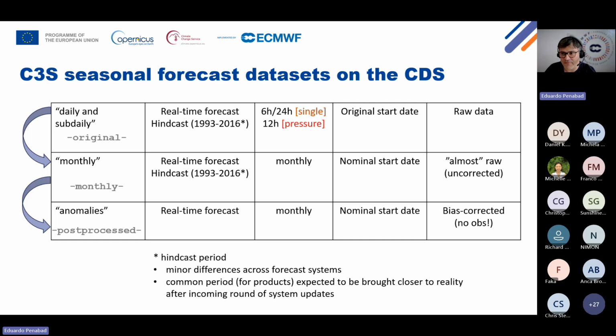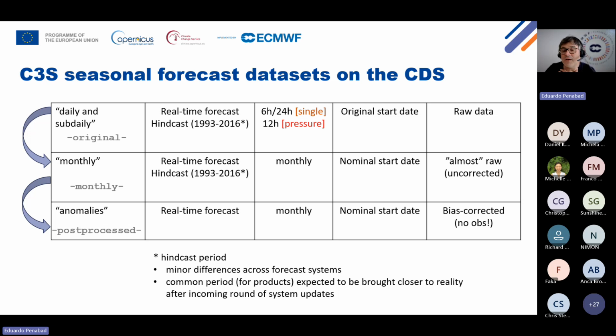In this family of daily and sub-daily datasets, we have raw data. It's essentially what we receive from the C3S contributors. We simply convert that to the same format to put it in the ECMWF MARS archive. That's in GRIB format, and that's the data as we receive it. Then we have almost raw data, in the sense that it's uncorrected, with only some time aggregation performed. That's the monthly statistics I mentioned before, done for all the variables that we have in the original daily datasets.